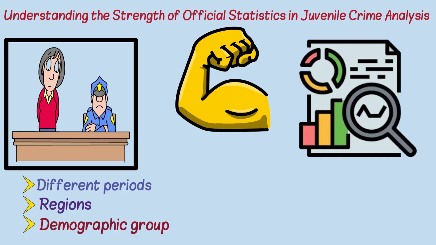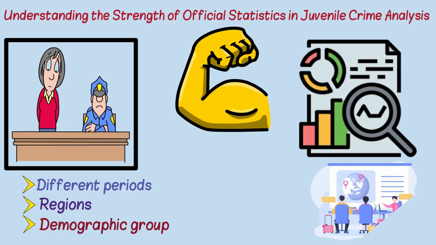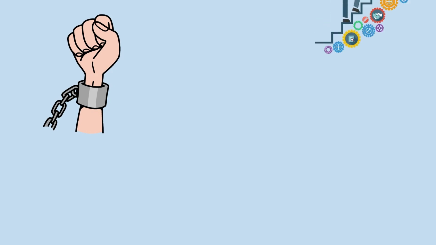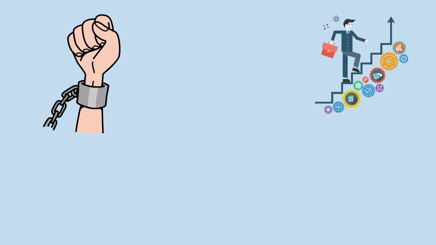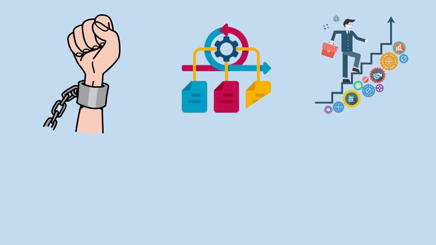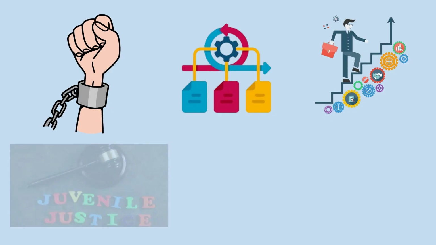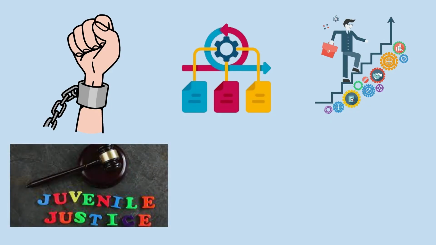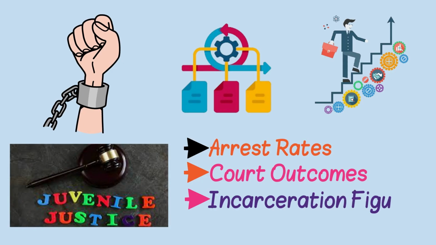This attribute is essential for policymakers, law enforcement agencies, and researchers aiming to understand the dynamics of juvenile crime and develop informed strategies to address it. Official statistics create a consistent framework that enables stakeholders to observe patterns and shifts in juvenile offending by systematically recording arrest rates, court outcomes, and incarceration figures.